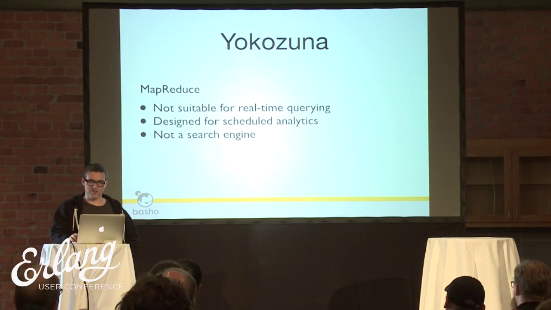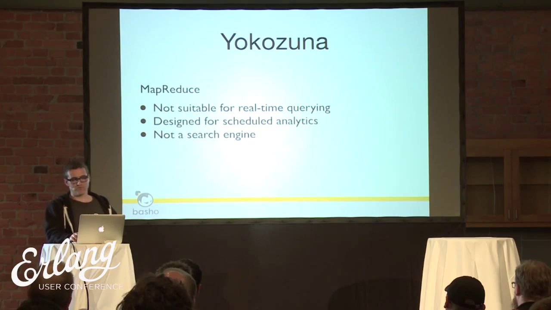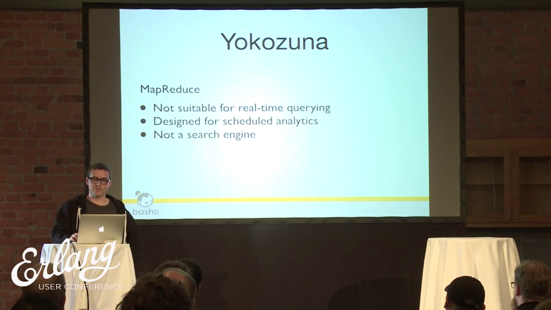MapReduce wasn't really suitable for real-time querying. It was designed for scheduled analytics, and it's basically just not a search engine. So Yokozuna is now the preferred search solution.